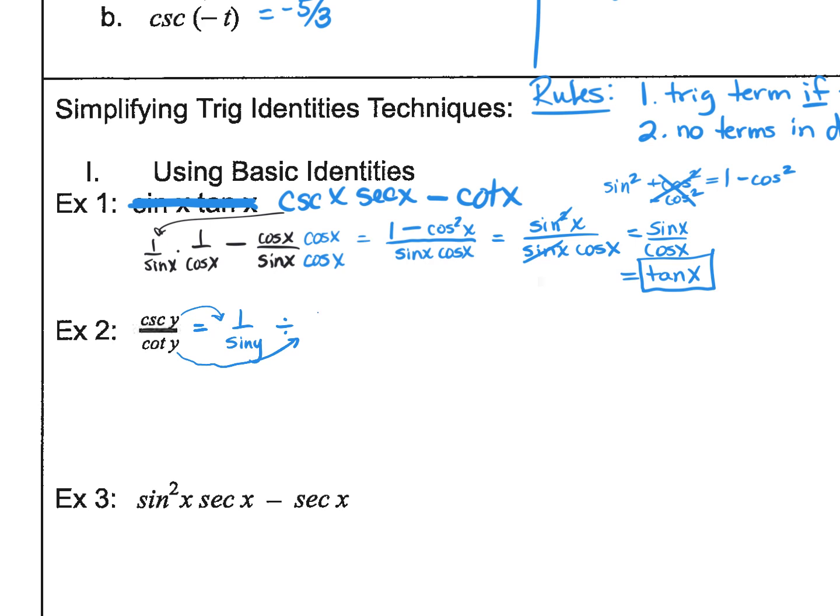No, sine over... Cotangent is cosine over sine. Tangent is sine over cosine.